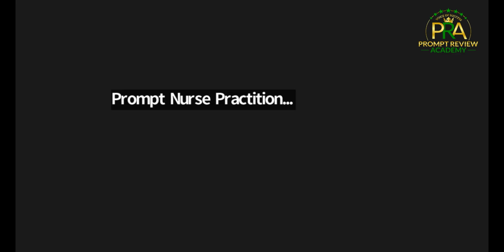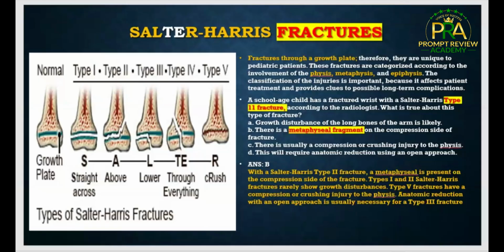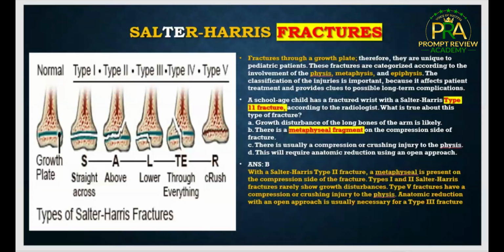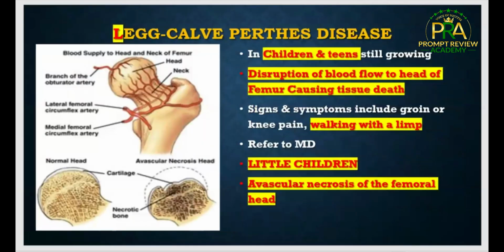These three conditions are very high yield: Legg-Calvé-Perthes, slipped capital femoral epiphysis, and the last one is the Salter-Harris fracture. So what is Legg-Calvé-Perthes? Legg-Calvé-Perthes is, you can say, the avascular necrosis of the femoral head.